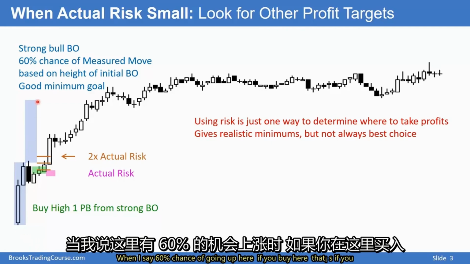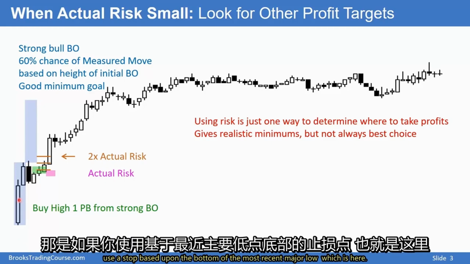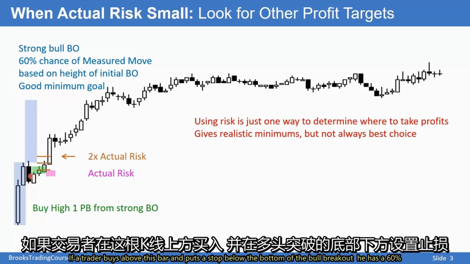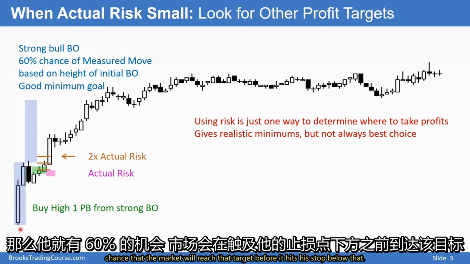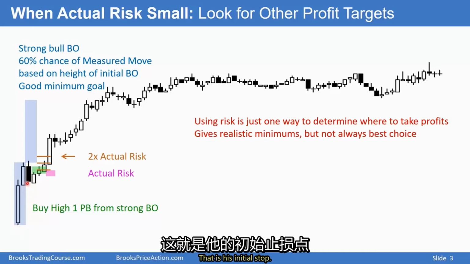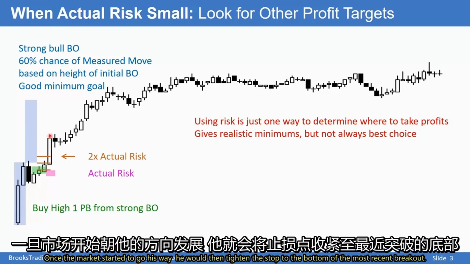When I say 60% chance of going up here if you buy here, that's if you use a stop based upon the bottom of the most recent major low, which is here. If a trader buys above this bar and puts a stop below the bottom of the bull breakout, he has a 60% chance that the market will reach that target before it hits his stop below. That is his initial stop. Once the market started to go his way, he would then tighten the stop to the bottom of the most recent breakout here.